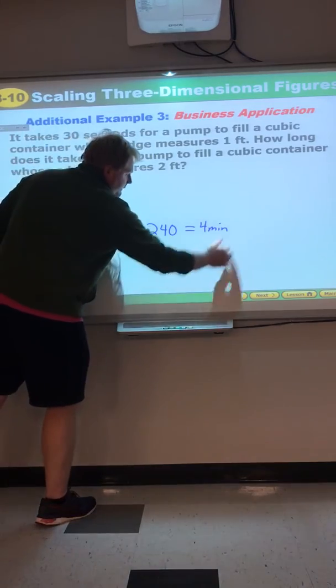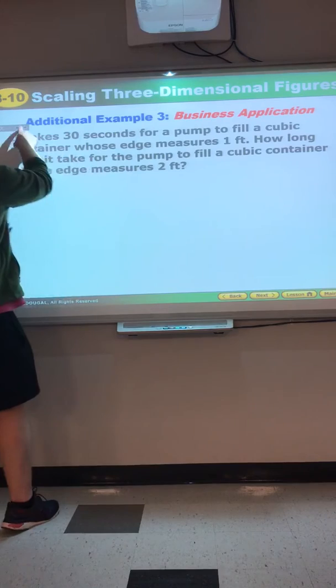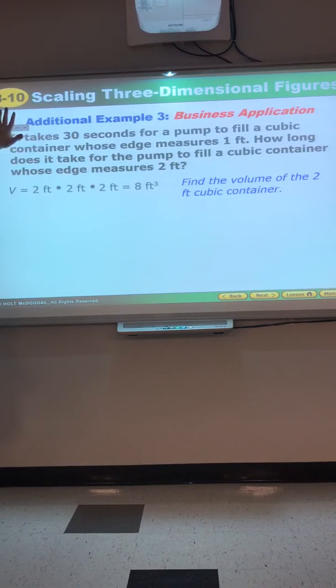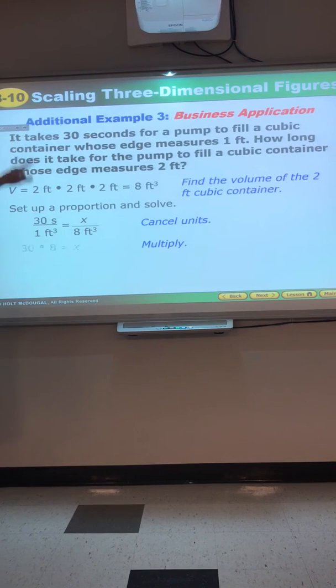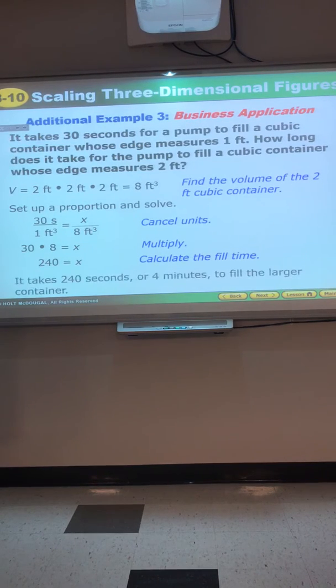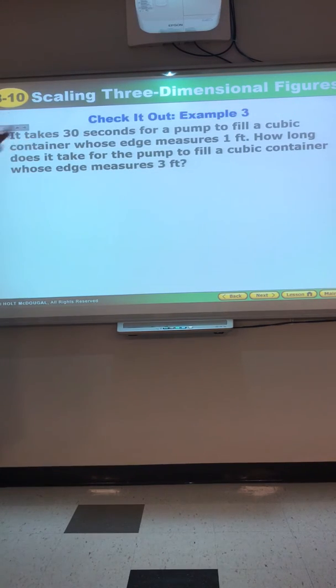Let's see how they handle it. All right, 2 feet times 2 feet times 2 feet, there's your 8. All right, set up a proportion and solve. 30 seconds for 1 foot, x over 8. Oh, they did the change, but watch when we cross multiply. 8 times 30 equals x. Well, 8 times 30, x equals 240 seconds. Or 4 minutes. You can set up the proportion. That works great. Or you can logic it out. I'm open for either and all options.